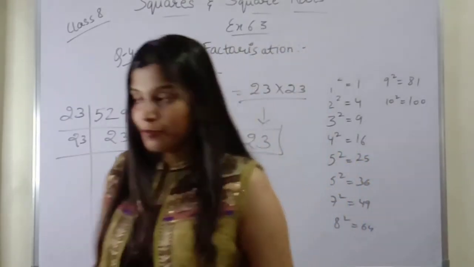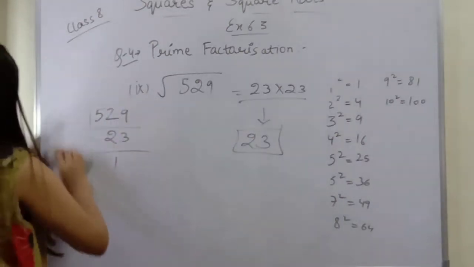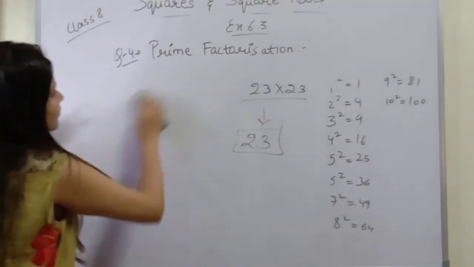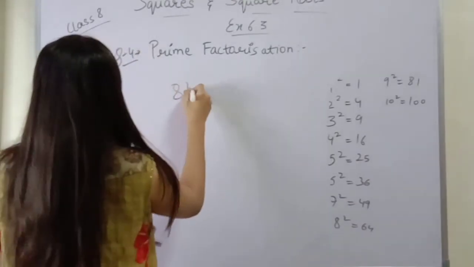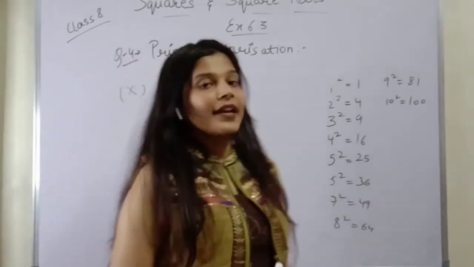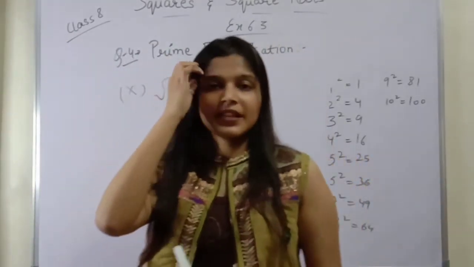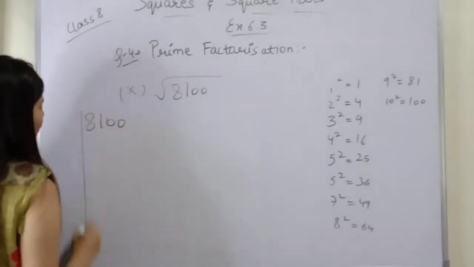Now the last part. Last part of this question. 8100. 8100 is an even number, so it will go by 2. This is a multiple of 2.